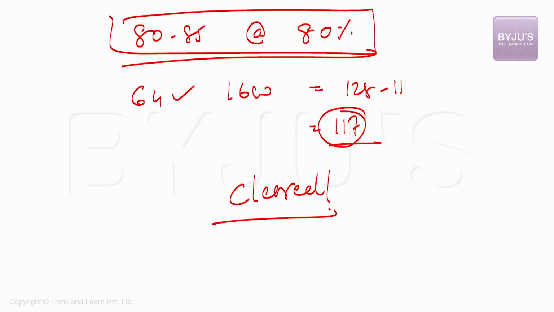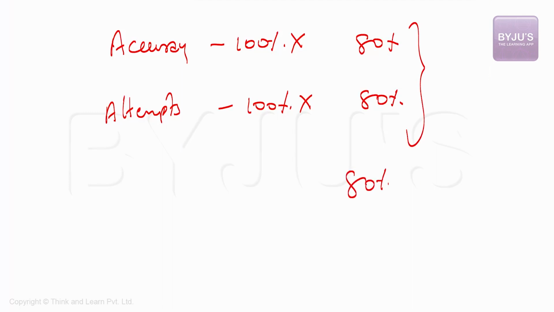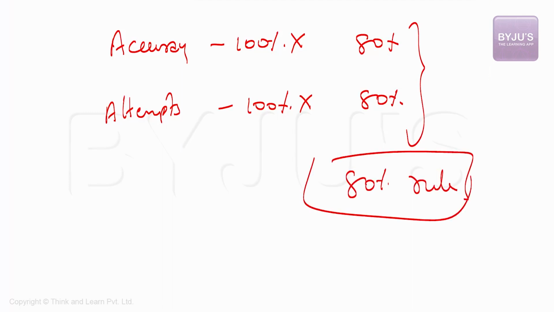You don't need 100% accuracy. You don't need 100% attempts. So let's write these things down. Accuracy, attempts. Right? 100% accuracy is not required. 100% attempts is not required. What you need is 80% accuracy and 80% attempts. This is our 80% rule of prelims exam.